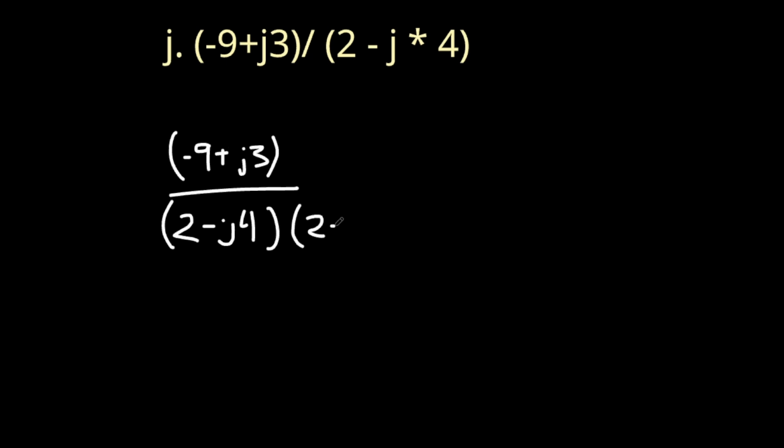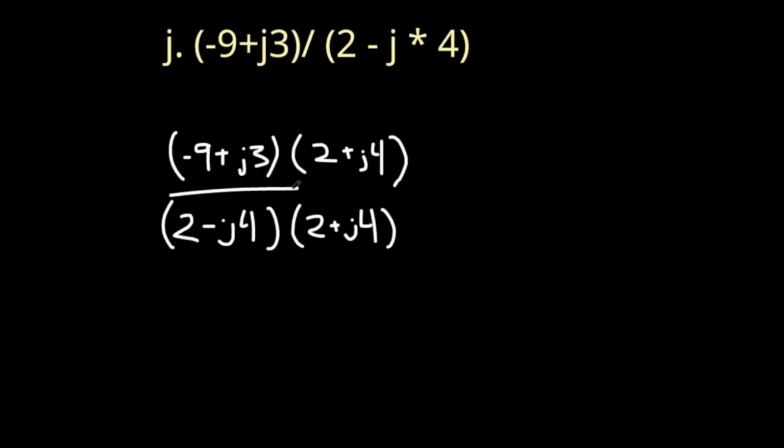So we do 2 plus j4. No, not to the 4, it's just j4, sorry. You can easily get mixed up when you're writing it. So be very careful and mindful of whether it's to the power of, or just multiplication, or a part of it. And so what we do to the bottom, we do to the top. So 2 plus j4.